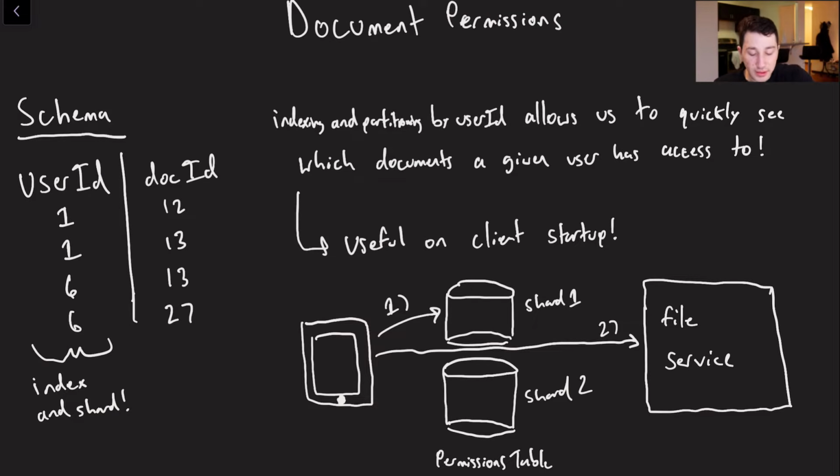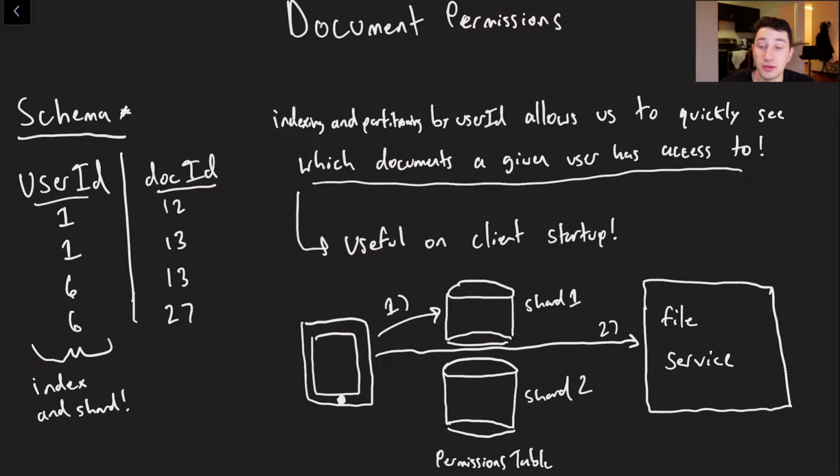The schema for something like this would be a user ID on one side and a document ID on the other side. If a user ID and a document ID appear together, that means the user has access to that document. To keep the queries quick on this table, I feel it is a good idea to index based on the user ID and also shard our partitions based on the user ID. The reason being that we are occasionally going to have to query and figure out for a given user which documents they have access to.